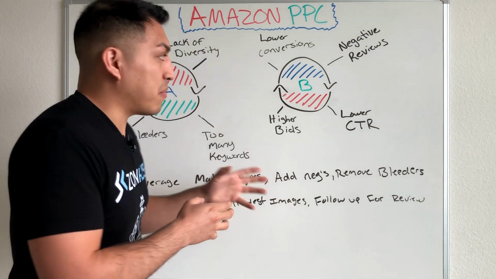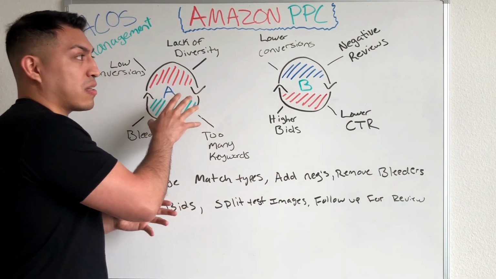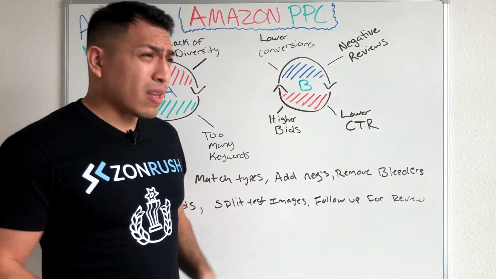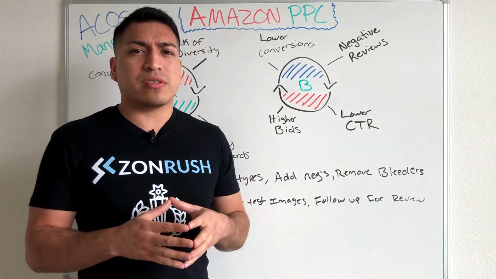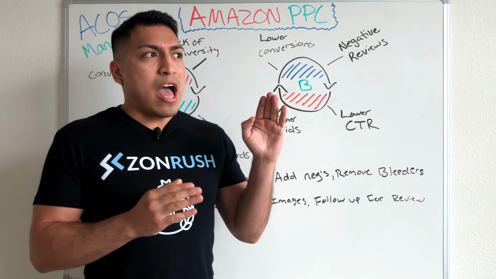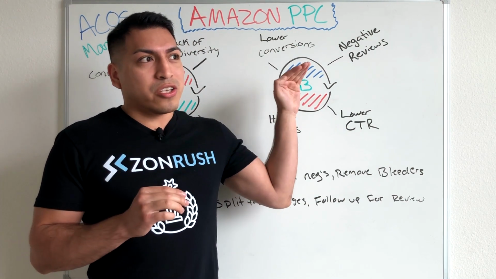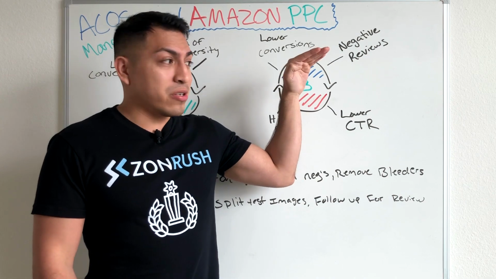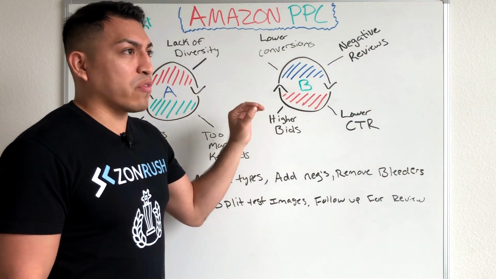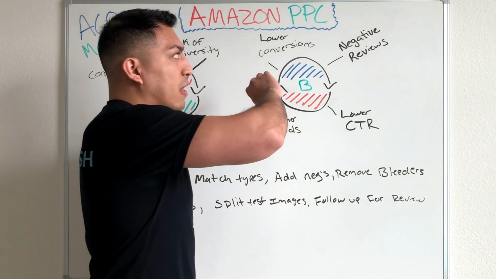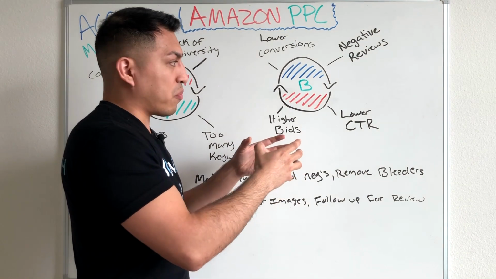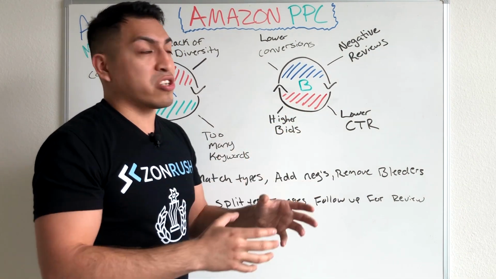And a lot of times, it might be negative reviews. So if your listing has received a few negative reviews, in Amazon's eyes, your trust factor is lowered. If you get a negative review or two, Amazon's trust factor is going to lower for your product, so they're going to give you less impressions.